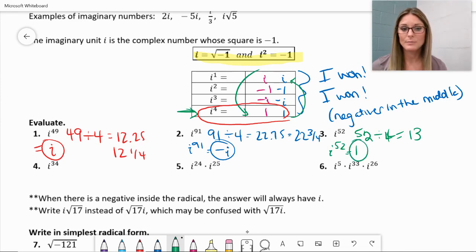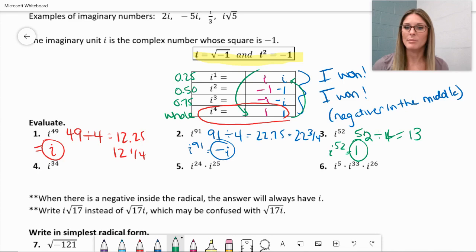So what some students like to do on their table over here, let's add it. They like to put that i to the first is when you get a 25 hundredths decimal. i to the second is when you get a 50 hundredths. i to the third if you get 75 hundredths. And then if you get a whole number, it's going to be equal to i to the 4th, okay? And remember that pattern is i, 1, with negatives in the middle, okay?